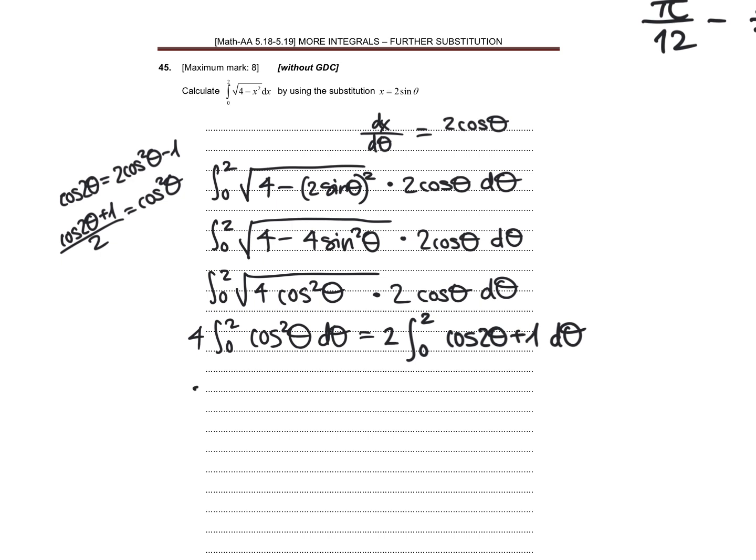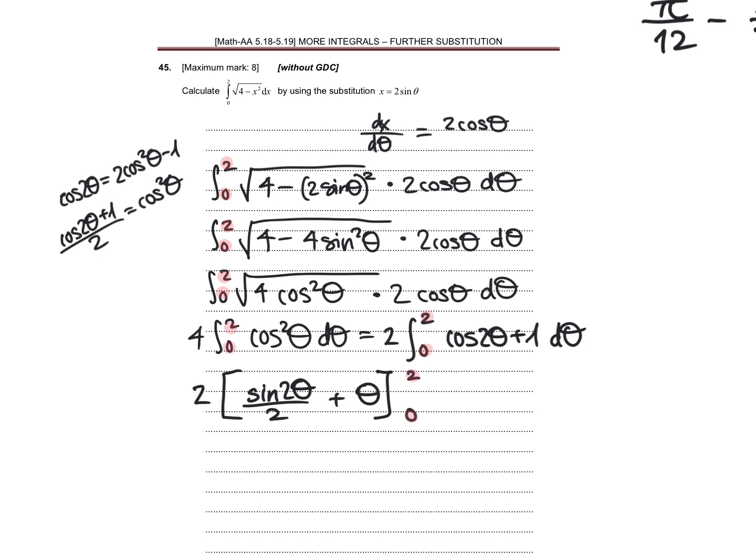And that is going to become sine 2 theta over 2 plus theta, and we're evaluating that from 0 to 2. No, we are not, because this gets messy. Because we went like here, all of this is in terms of x. So all of that is x.